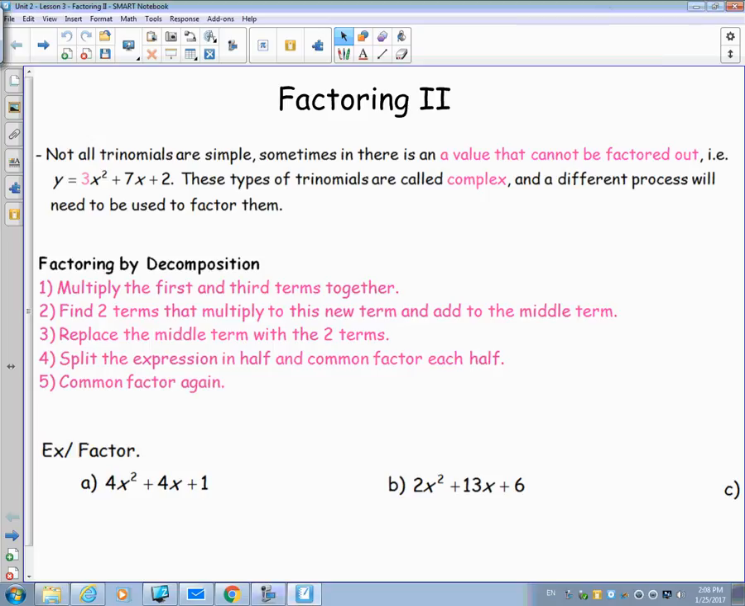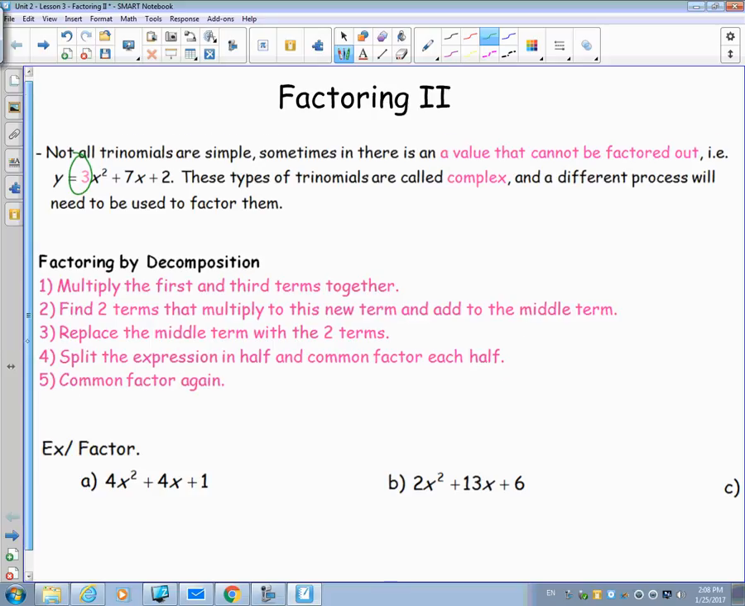And the second review lesson on factoring is going to examine the other three types of factoring we should know from grade 10. I'll start with complex trinomials. Those are ones that involve three terms, of course, trinomial. But they have a number out front that cannot be common factored out. You can't divide 7 by 3. That's just not possible, making fractions or decimals, and we don't want fractions or decimals.